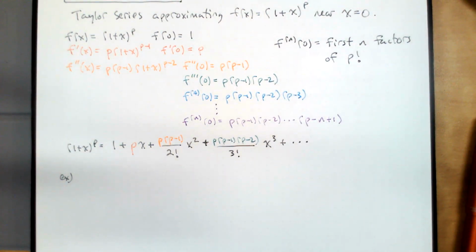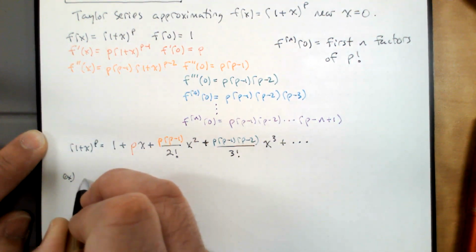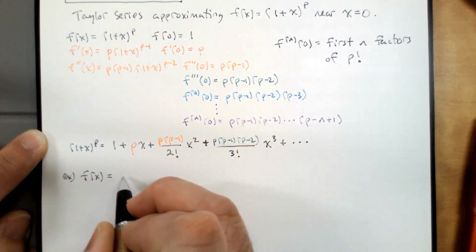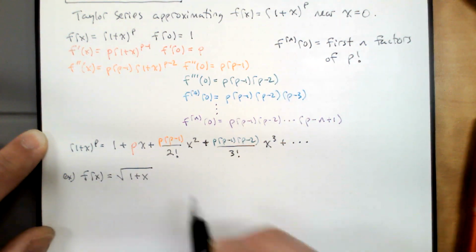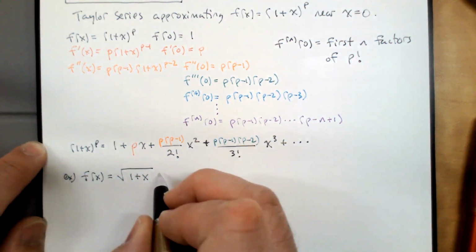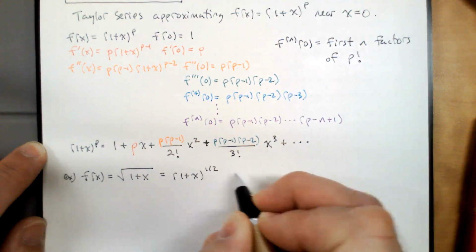The idea is that we don't want to have to take all these derivatives all the time. So let's suppose that our function f of x is the square root of 1 plus x. What we can notice here is that this is binomial with p equal to 1/2. So we will read this as 1 plus x to the 1/2 power.